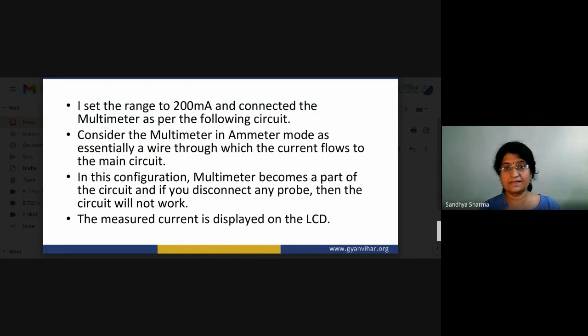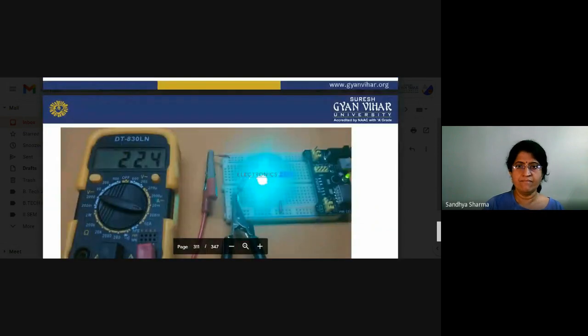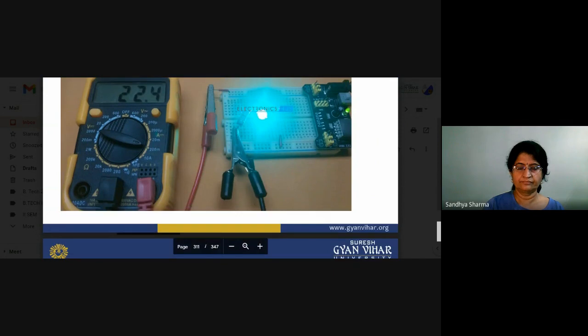Now you will set the range to 200 milliampere and connect the multimeter as shown. So consider the multimeter in ammeter mode as essentially a wire through which current flows in the main circuit. In this configuration, the multimeter becomes a part of the circuit, and if you disconnect any probe, then the circuit will not work. The measured current is displayed on the LCD. So you can see here.